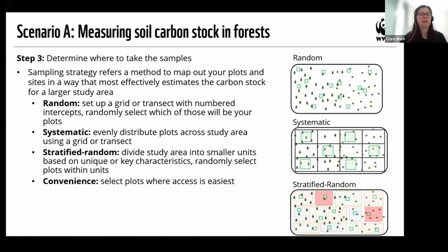And then the last point is just convenience sampling. This is exactly what it sounds like. It's basically where you set up plots based on what is easiest for you and your field crew. So what are the easiest spots for you to access, or the most efficient places to get from your home base.